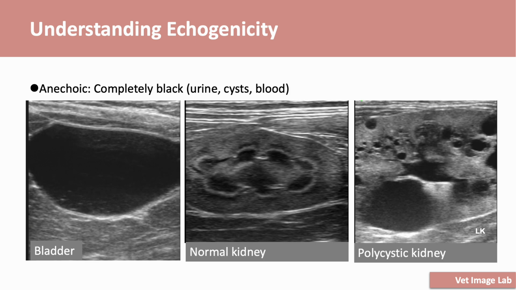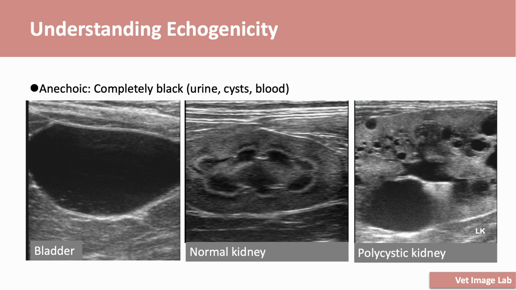Anechoic structures appear completely black on ultrasound because they do not reflect sound waves. On the left, we see the urinary bladder. Since urine is a fluid with no internal echoes, it appears uniformly black. The bright white outline represents the bladder wall, which reflects the sound waves.